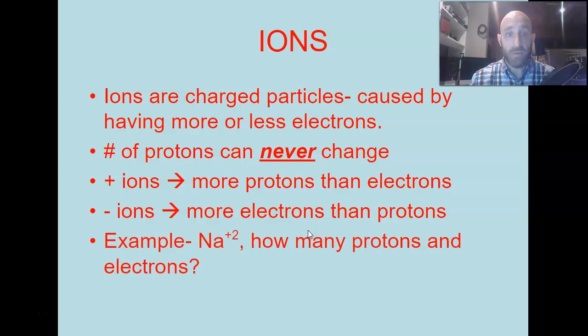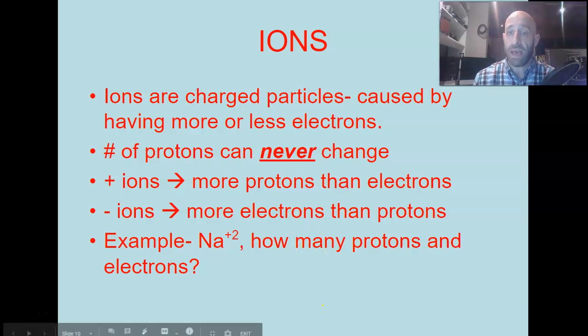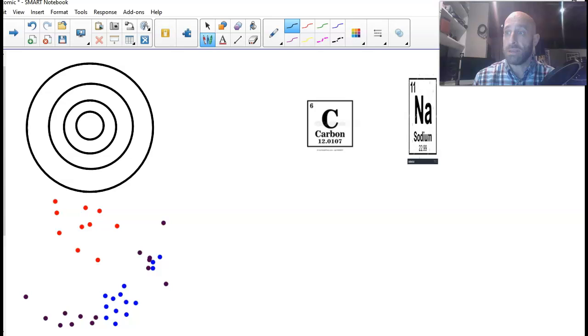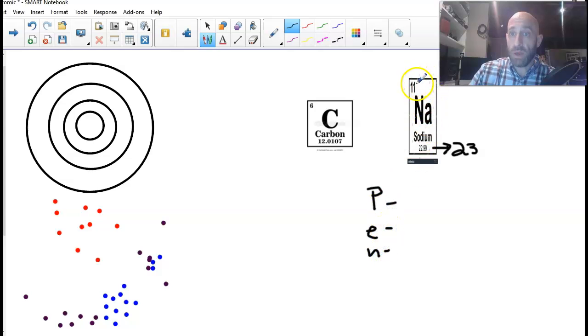Let's do an example. For example, sodium with a +2 charge, how many protons and how many electrons does it have? Well, let's try it out and see what we get. Let's go back to our example over here. We have sodium, Na. It's got an atomic number of 11 and an atomic mass of 22.99, which we're going to round up to 23. So let's just go with not an ion. If it's just in this state, we need protons, electrons, and neutrons. The atomic number is 11, so we know there are 11 protons.